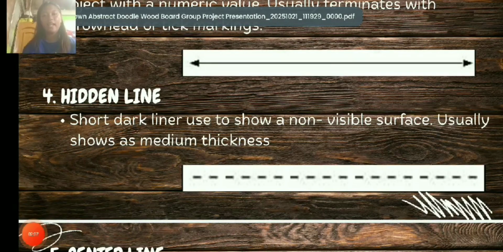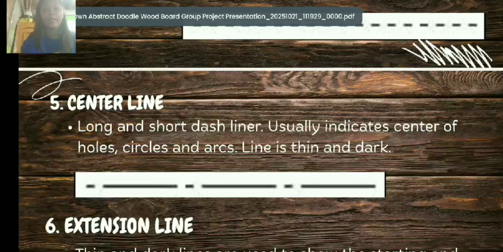Next is hidden line. Hidden lines are short, dark lines used to show a non-visible surface, usually of medium thickness. The purpose of a hidden line is to give a complete picture of the object, even showing what's behind or inside. If there's an edge or feature that you wouldn't normally see, a hidden line lets you know it is there.